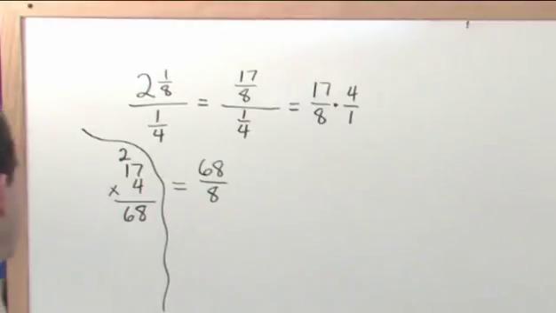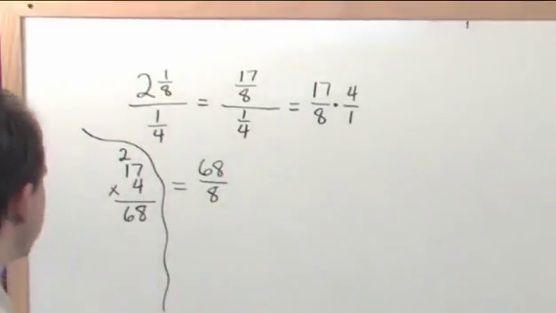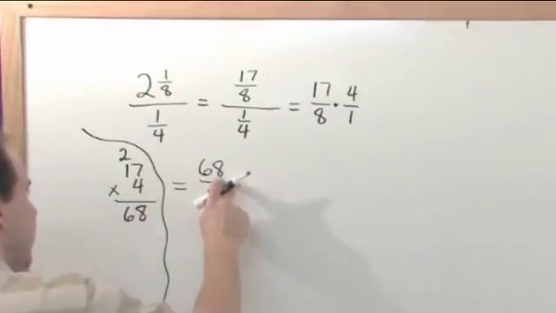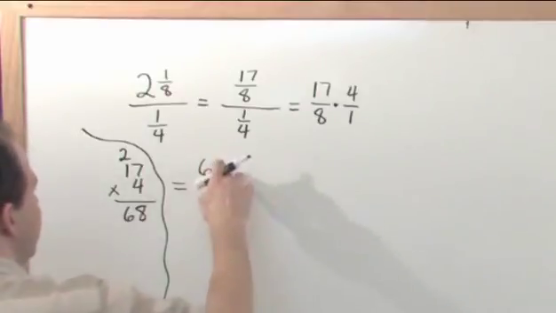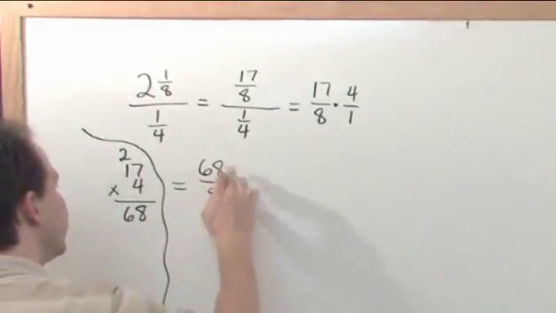Okay, but the question is, can I simplify that anymore? Well, this is an improper fraction. It has a bigger number on the top than the bottom, so I want to try to convert that. And I want to do that by actually doing this division. 68 over 8 is the same thing as 68 divided by 8. So let's convert that. Let me ask you a question. How many times can 8 go into 68?